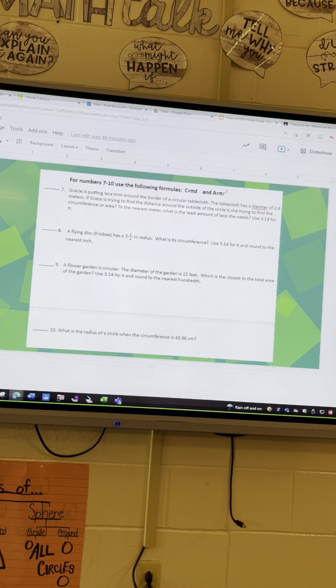Gracie is putting lace trim around the border of a circular tablecloth. Circle the word border. Border here is going to be circumference. The tablecloth has a diameter of 2.4. If Gracie's trying to find the distance around the outside of the circle, is she trying to find the circumference or area? Well, we know she's trying to find the circumference.